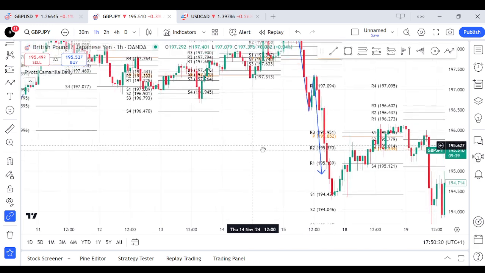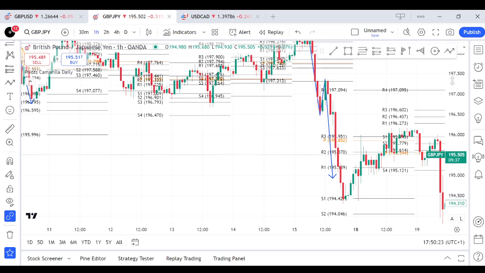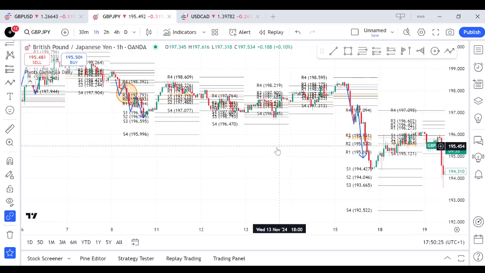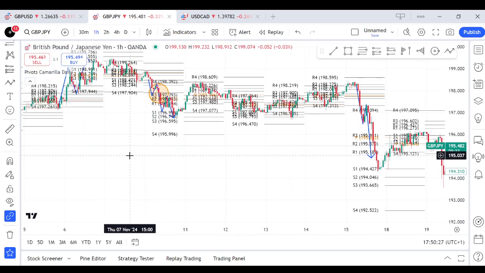Alright traders, I hope we've been able to cover a whole lot and you understand what the Camarilla Pivot Points is.